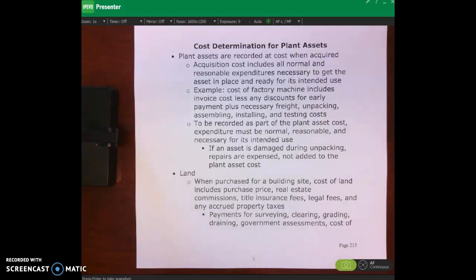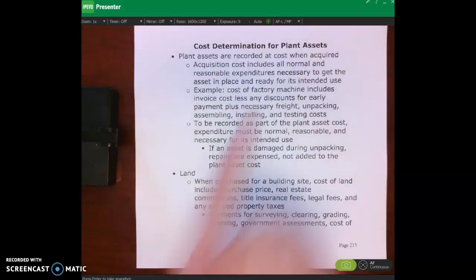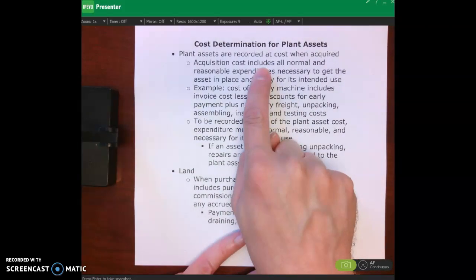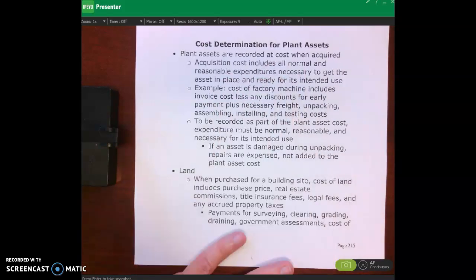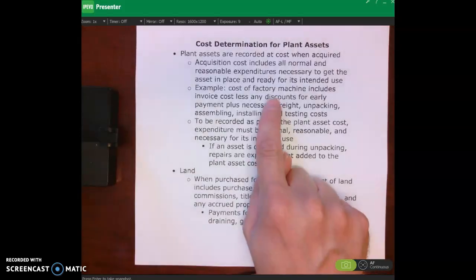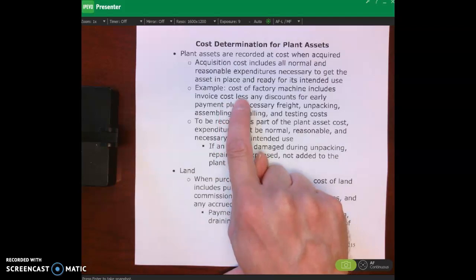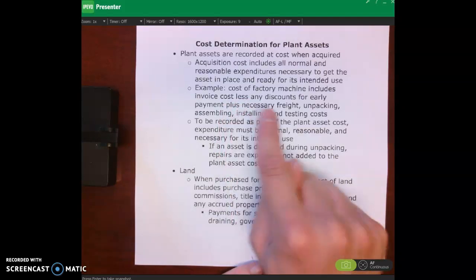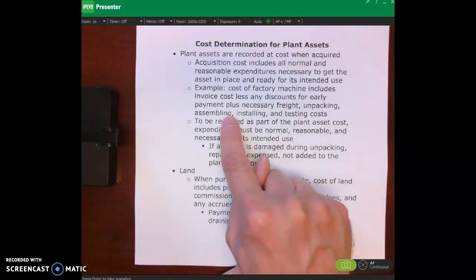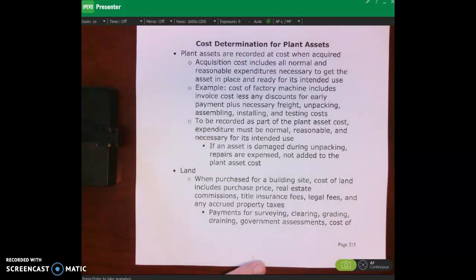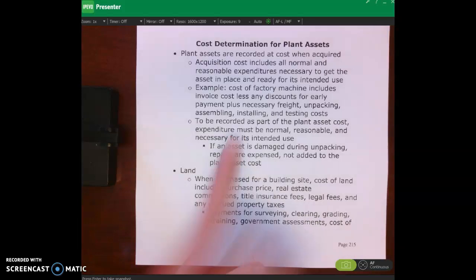Now, what do I mean by cost? Okay, that acquisition cost includes what you paid for the building, plus all normal and reasonable expenditures necessary to get the asset in place and then get it ready for its intended use. Okay, so some examples, cost of a factory machine include the invoice that we had to pay for it, less any discounts for early payment, plus shipping, unpacking, assembling, installing, and testing. Those are all normal and reasonable expenditures to get it ready for its intended use. Okay? To be recorded as part of the plant asset cost, it has to be normal and reasonable.